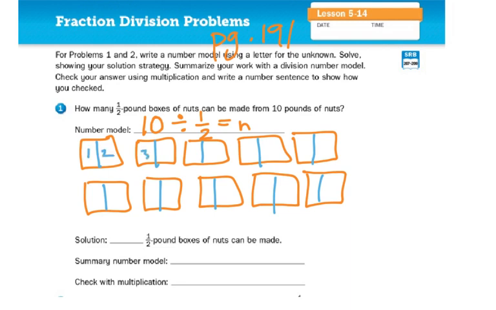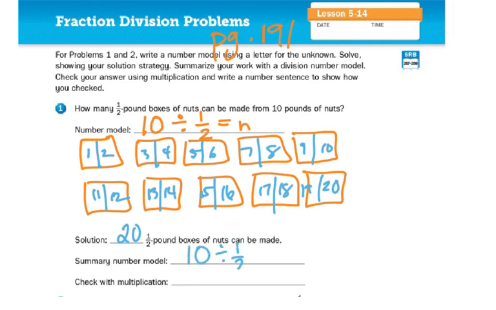1, 2, 3, 4, 5, 6, 7, 8, 9, 10, 11, 12, 13, 14, 15, 16. You don't have to write the numbers. 17, 18, 19, and 20. I can make 20 half-pound boxes. Let's go ahead and write a summary number model now, including our answer, our variable that we solve for. 10 pounds divided in a half a pound per grouping or per bag, whatever, equals 20.